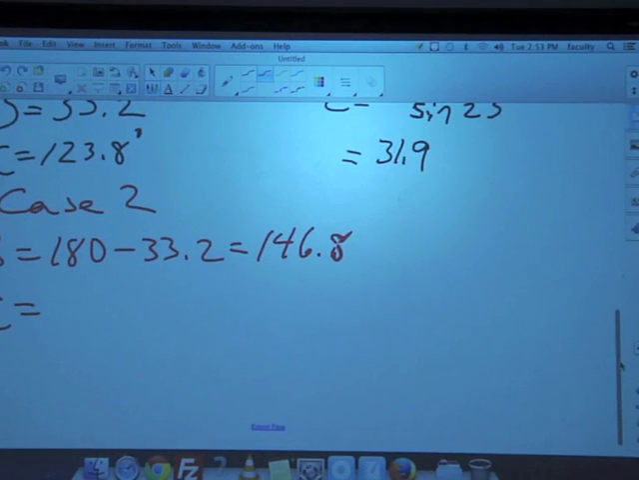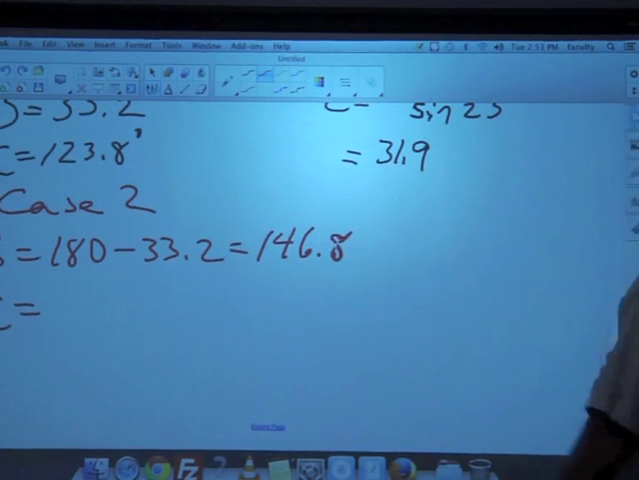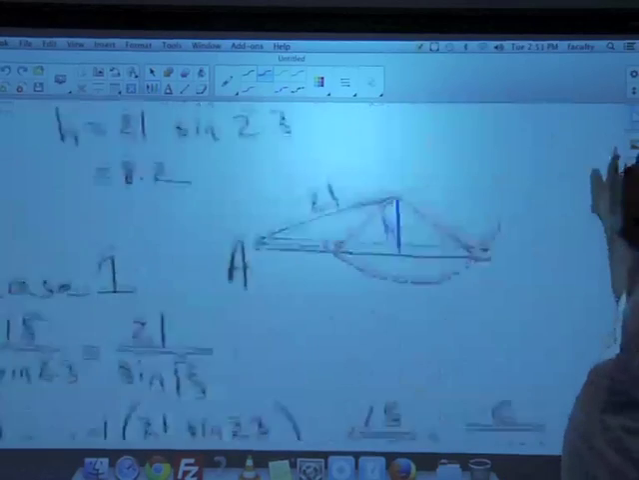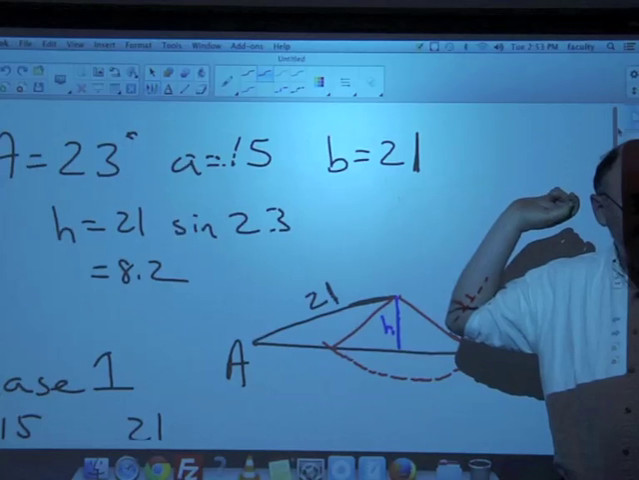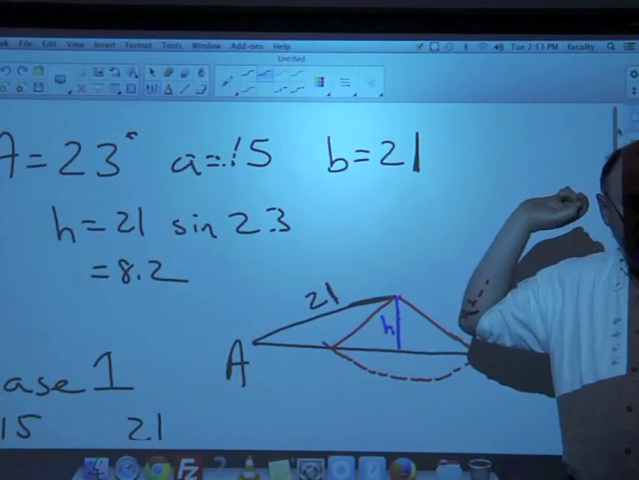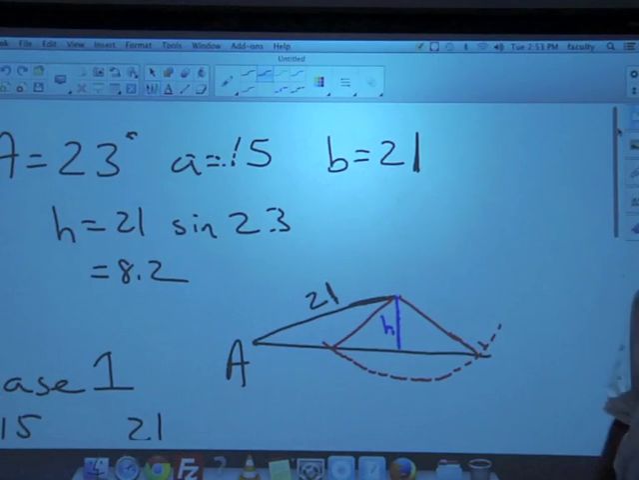What is C? 10.2. No, but how do you find it? Well, because here's my angle B, right? Angle A is still angle A. Angle A is still 23. That doesn't change. The given information is the given information for both triangles.